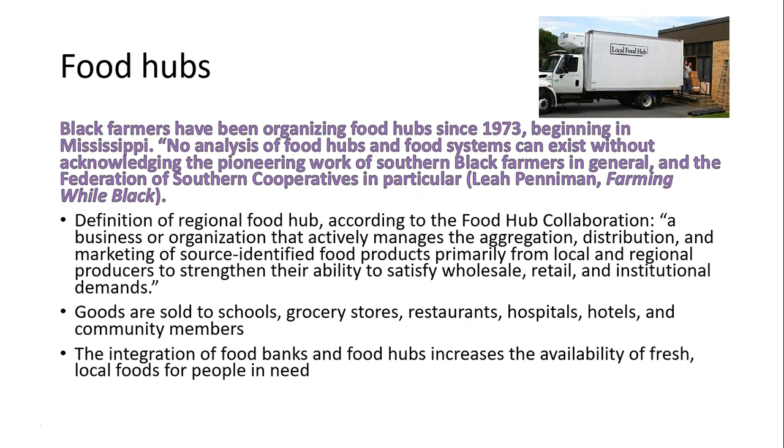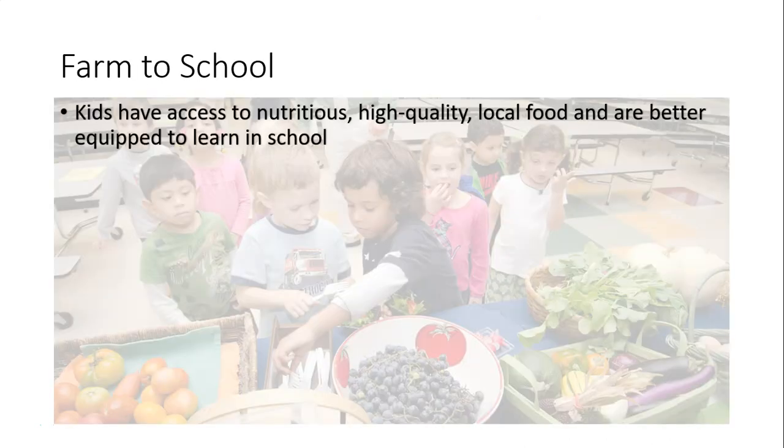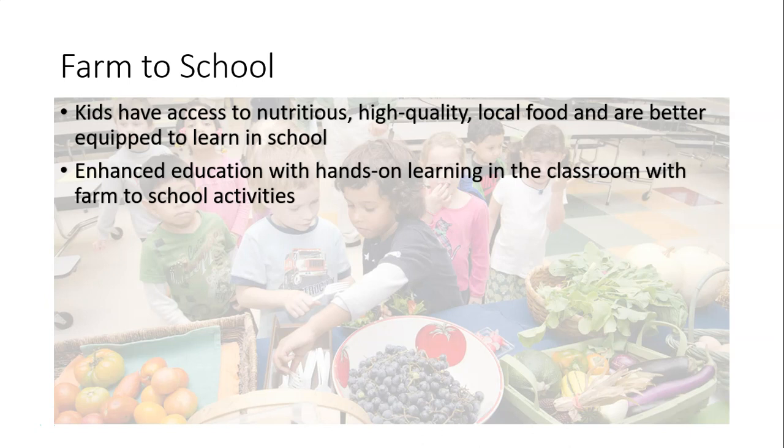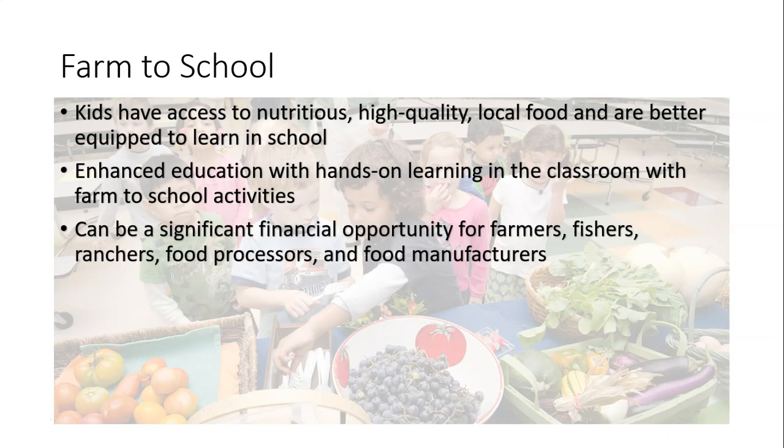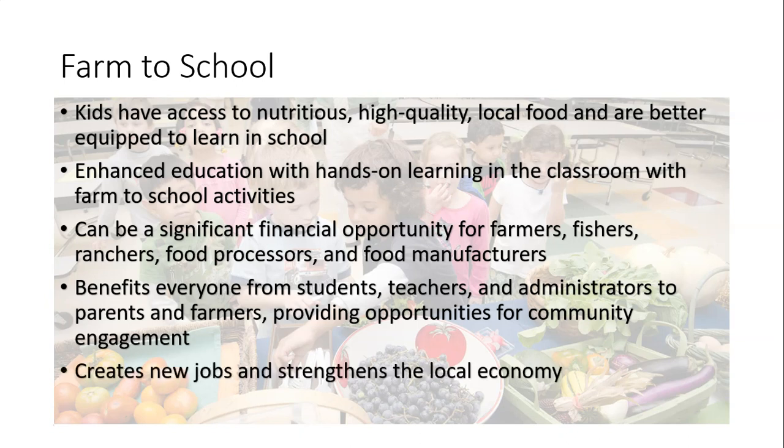The integration of food banks and food hubs increases the availability of fresh local foods for people in need. And then there's farm-to-school programs. Kids have access to nutritious, high-quality local food and are better equipped to learn in school. Enhanced education with hands-on learning in the classroom with farm-to-school activities. It can be a significant financial opportunity for farmers, fishers, ranchers, food processors, and food manufacturers. And it benefits everyone from students, teachers, and administrators to parents and farmers, providing opportunities for community engagement. And it creates new jobs and strengthens the local economy.